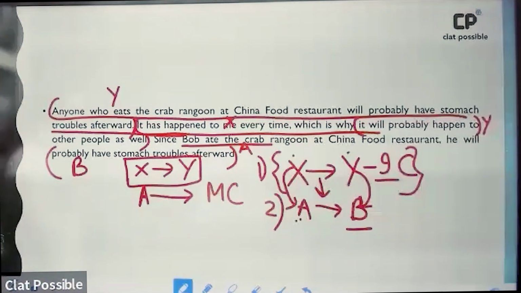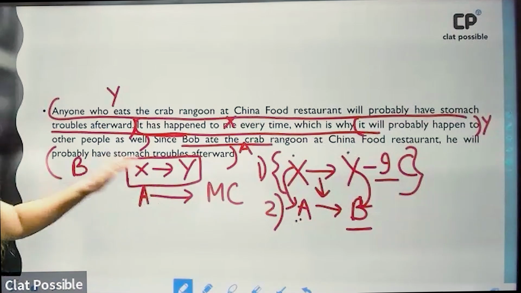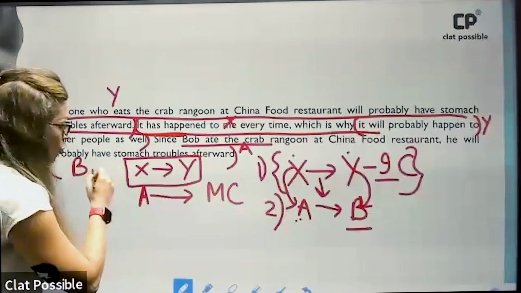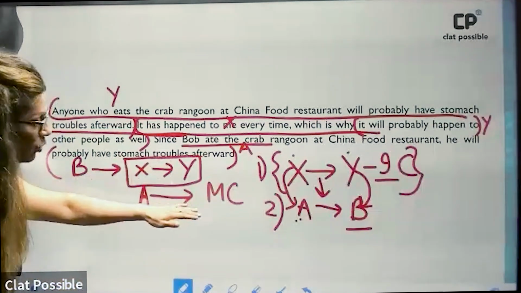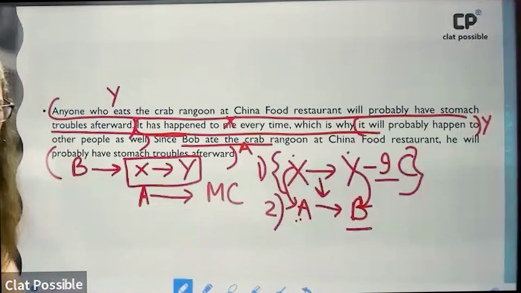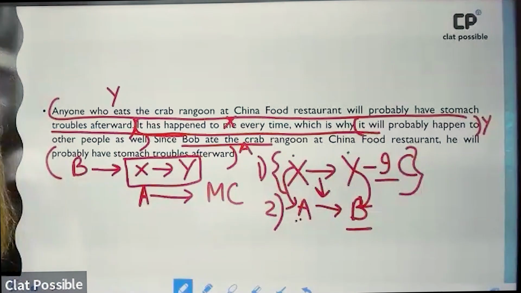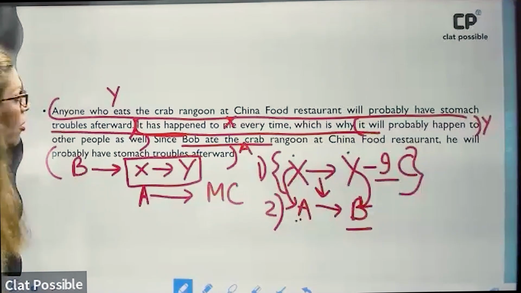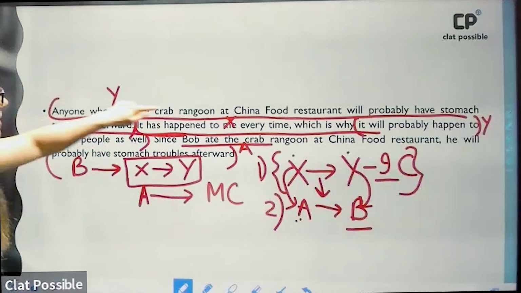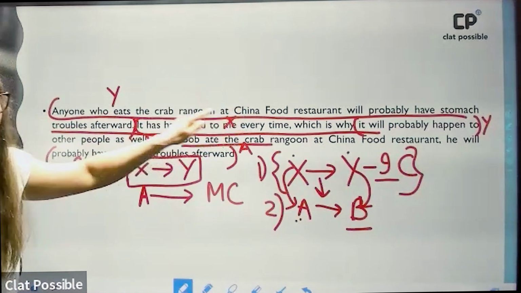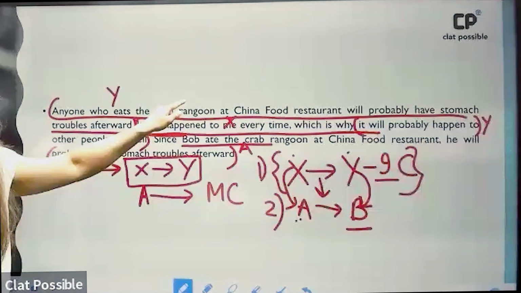If you have understood this, these are very common in ALET and everywhere, where you make a general rule, then you apply it to a specific case. General rule is whoever is eating the crab will be ill. Will be ill is the conclusion for the general rule.